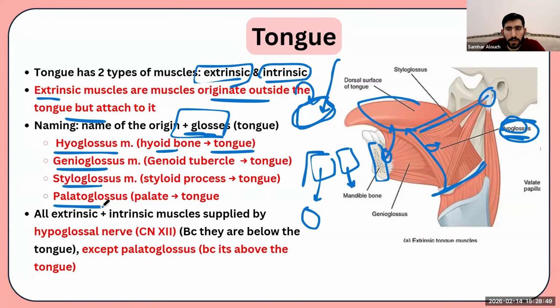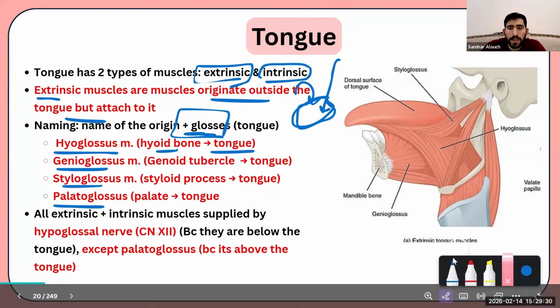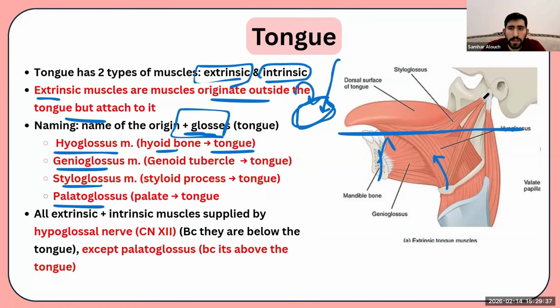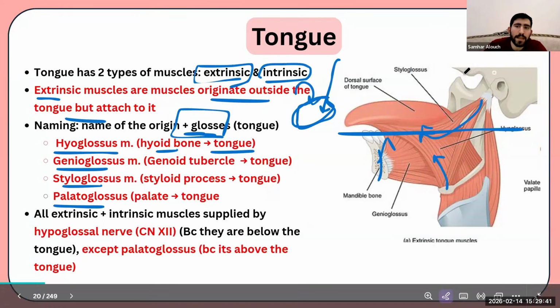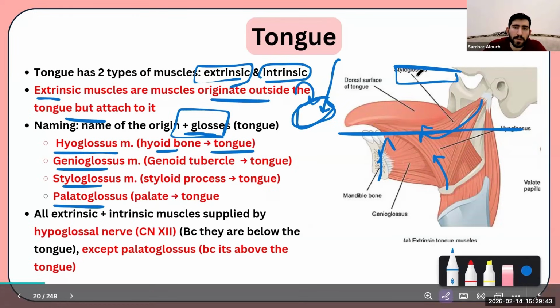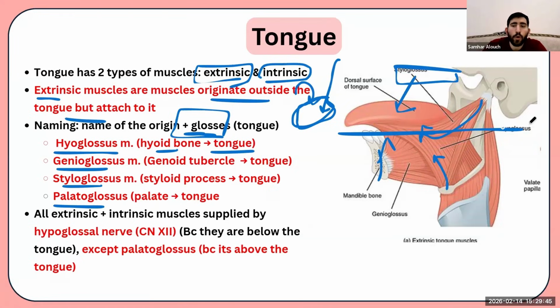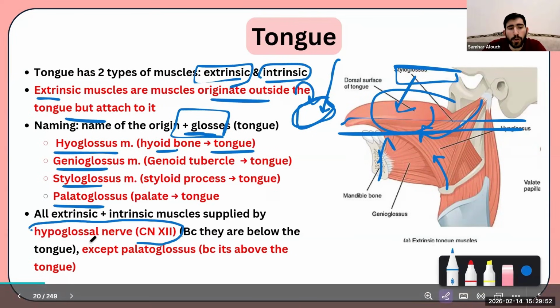And finally, we have palatoglossus. It's not appearing here, but it's from the palate to the tongue. Okay. It's from above. As you can see here, all of these muscles are under the tongue. Okay, the genioglossus, the hyoglossus, and even this one, the styloglossus, they all come from under the tongue, except one, the palatoglossus. It comes from the palate to the tongue. So all the muscles that come from under the tongue or the tongue itself, they are supplied by a nerve called hypoglossal nerve, cranial nerve number 12.